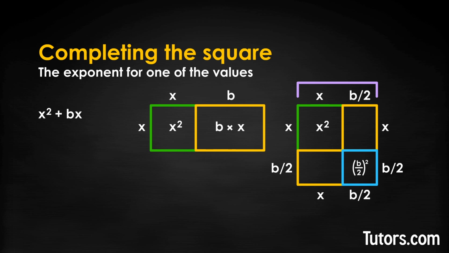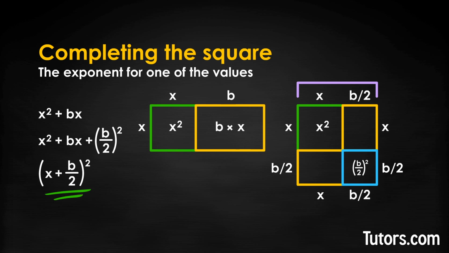So now we have this: x squared plus b times x plus b divided by 2 squared. This refines or simplifies to x plus b divided by 2 squared. You need to also subtract b divided by 2 squared if you are, in fact, trying to work an equation, because you cannot add something without balancing it by subtracting it.